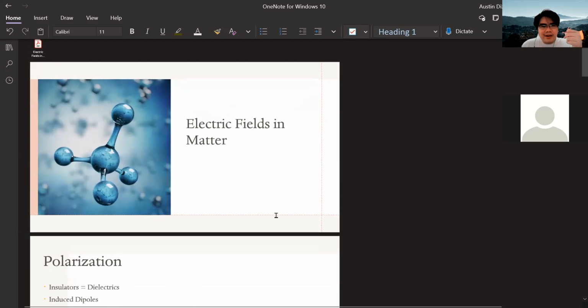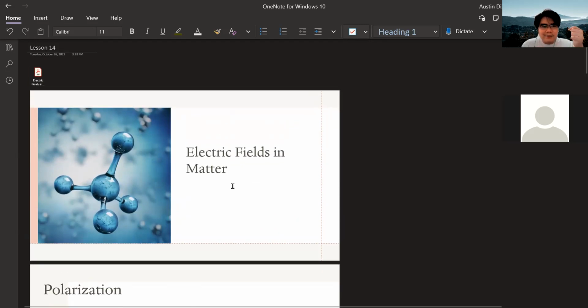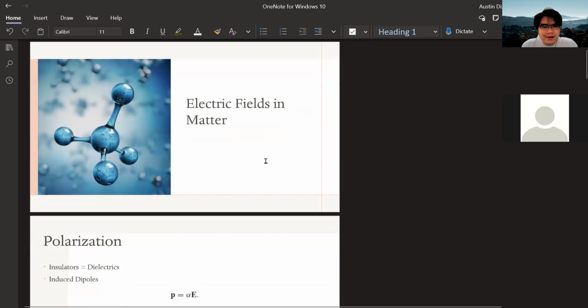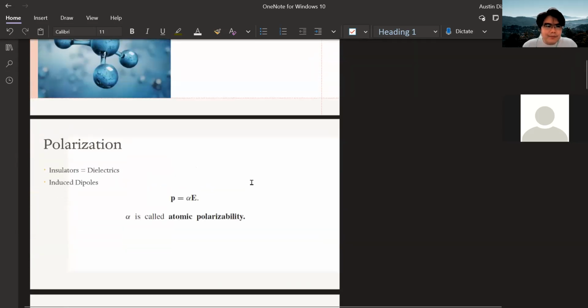Now, however, we will study matter itself. Matter itself, these are our molecules. They have a positive nucleus, then some electron cloud that is negative, of course. Okay? So they're both positive and negative.